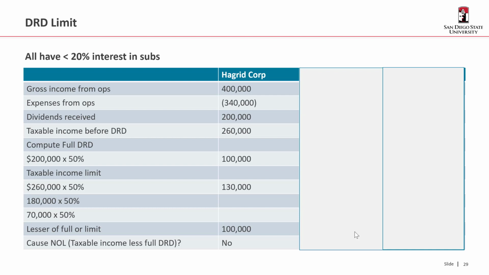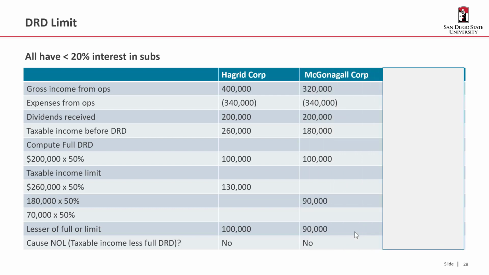So the first step is to compute the full DRD, and again, since it's less than 20%, that's the dividends received, 200,000 times 50%, or 100,000. The taxable income limit is taxable income before the DRD, that's 260,000, times 50%. So that's 130,000. So the lesser of those two is the full DRD. And so as a result, they do not cause an NOL. And so they can take the full DRD, the full 100,000.